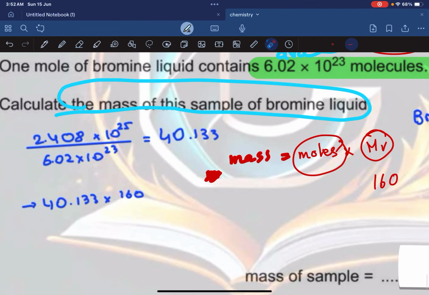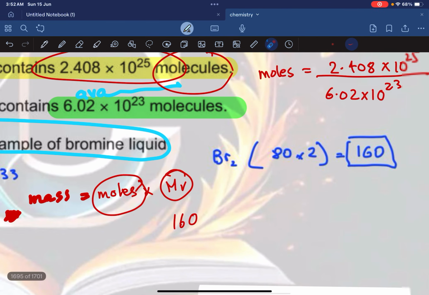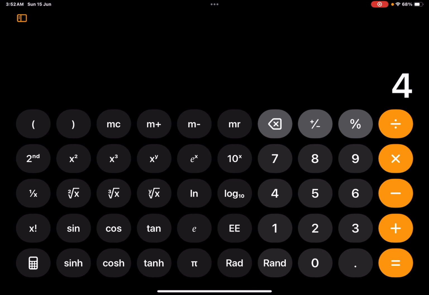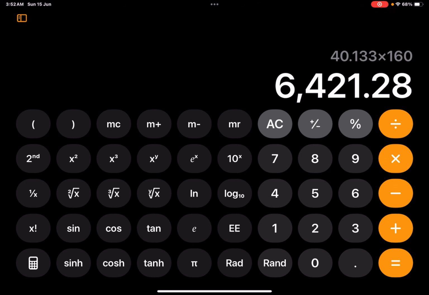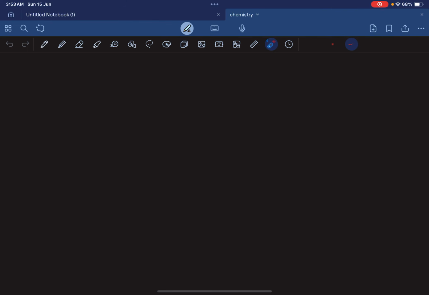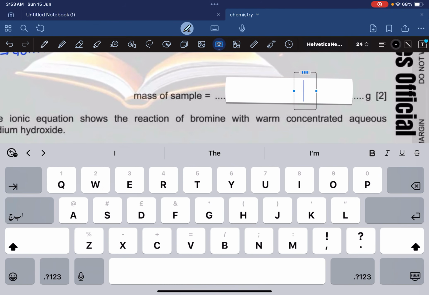When you multiply these moles, which are 40.133, by 160, 160 is the MR, what are you going to get? 40.133 multiplied by 160. Let's do it. That's going to give me this value, which I'm going to copy and paste right here. So that's my answer. Okay, done with this one.